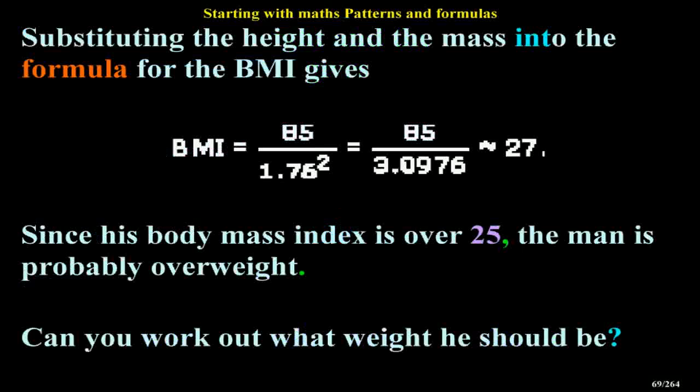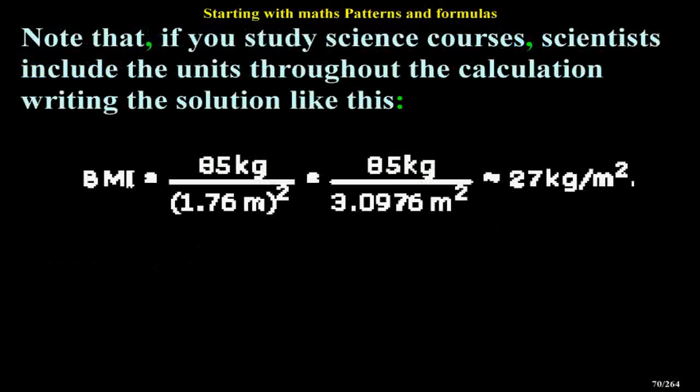Substituting the height and the mass into the formula for the BMI gives the result. Since his body mass index is over 25, the man is probably overweight. Can you work out what weight he should be? Note that, if you study science courses, scientists include the units throughout the calculation, writing the solution like this.